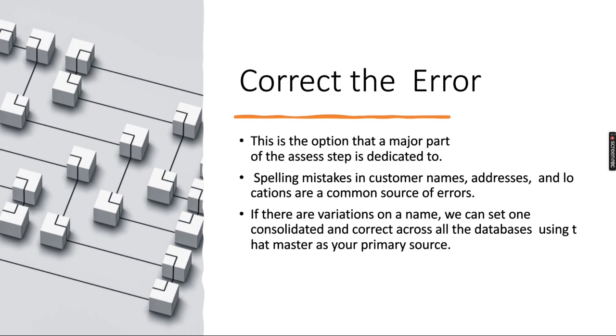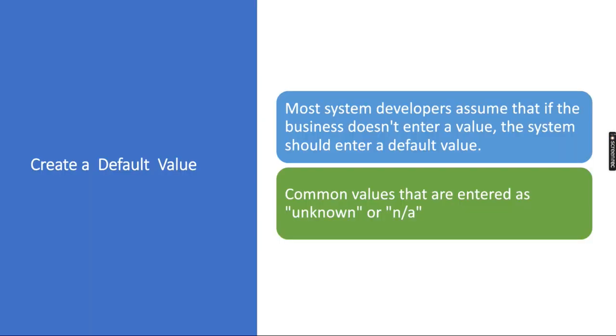Now, correct the error. If we go on rejecting, what will be the problem? The data set may go on decreasing. So instead of that, we have to correct the errors. This is the option that a major part of the access superstep is dedicated to. Spelling mistakes in customer name, address and location are common errors. If there are variations on a name, we can set one consolidated, correct name across all databases and use that as the primary source.